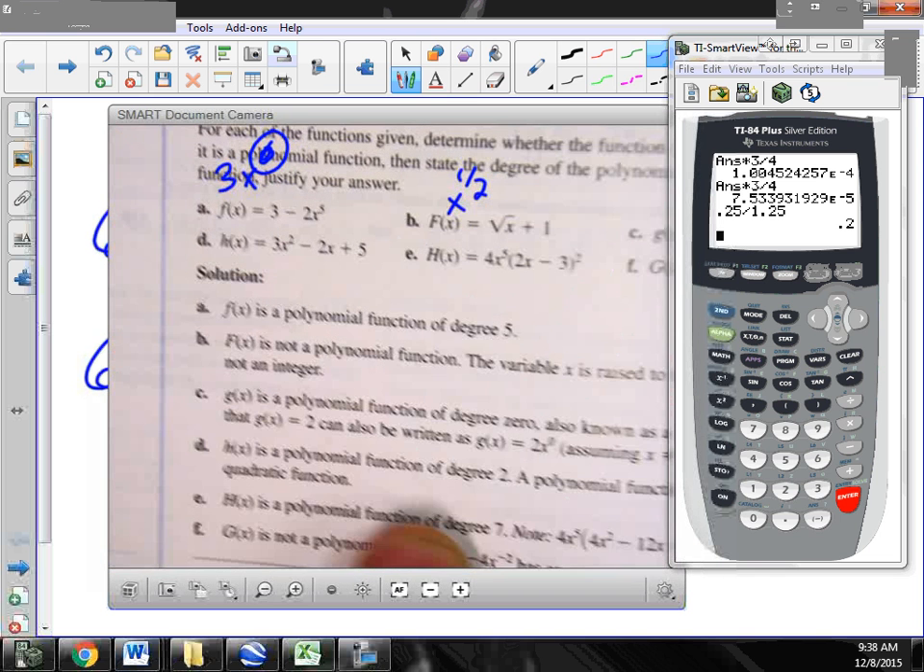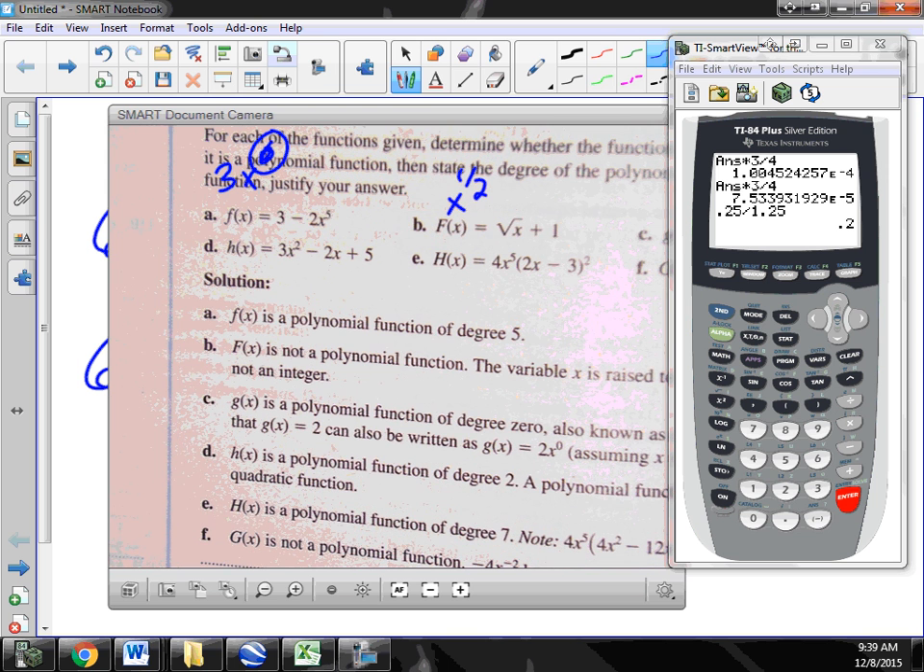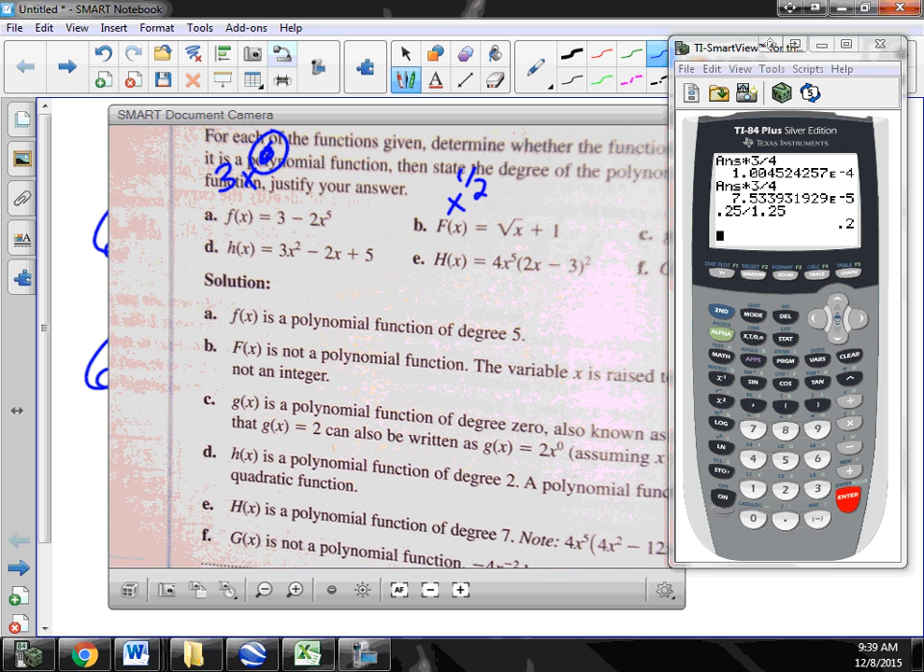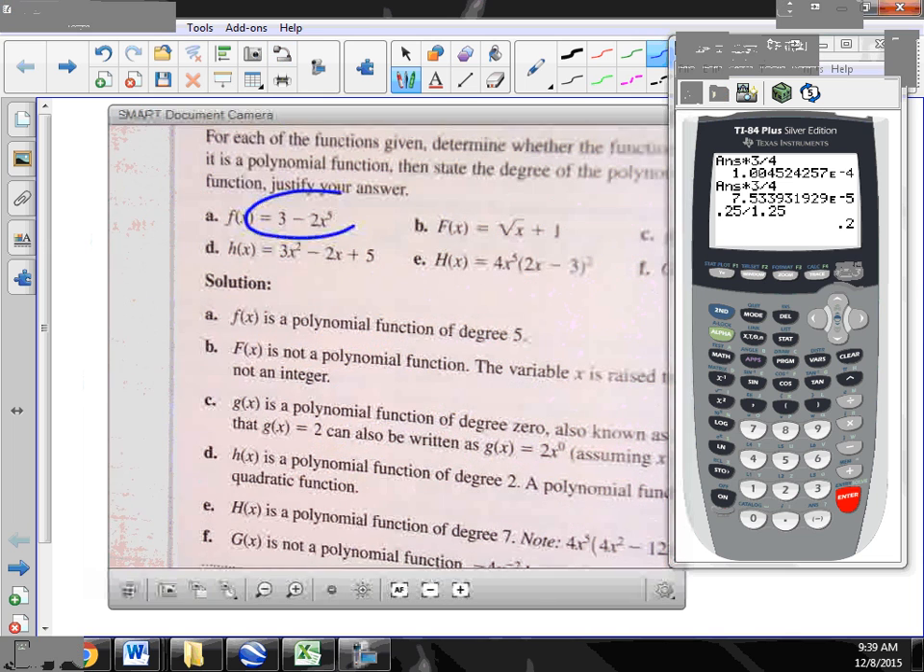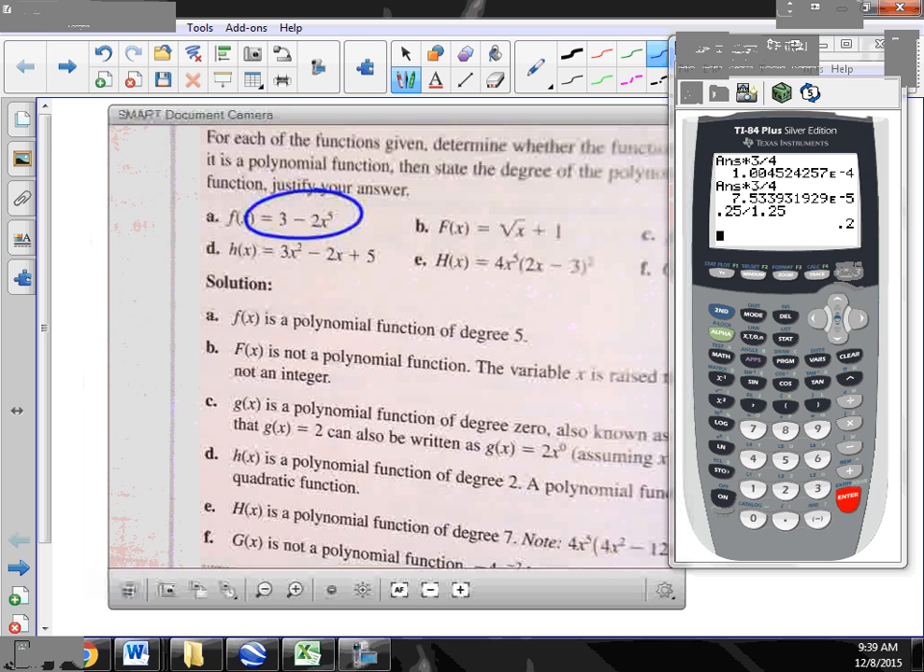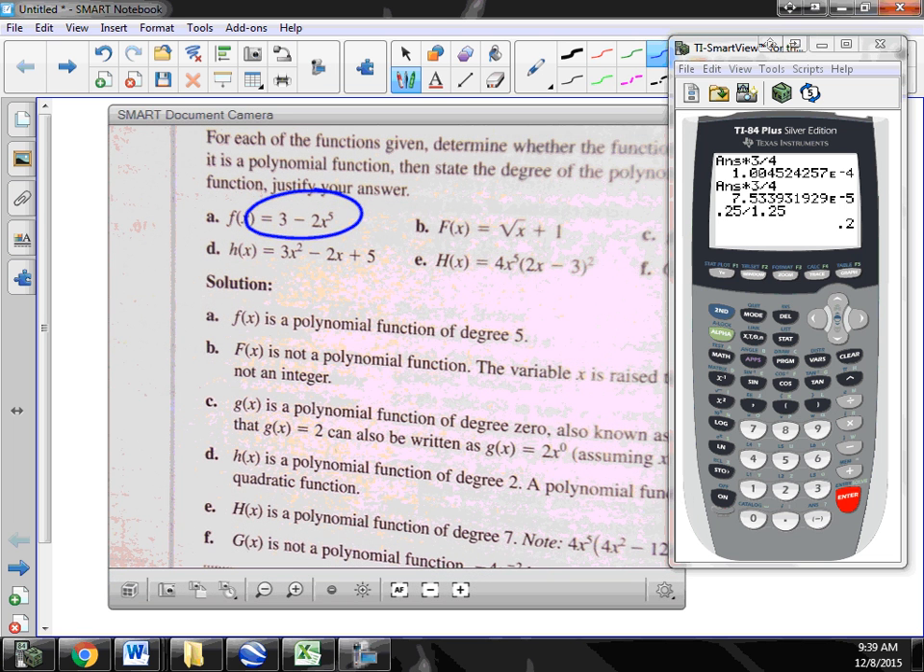What about D? Well, the specific type would be monomial because it has one term. So this one is a 2-termed polynomial of degree 5. So you could call it a binomial with degree 5.